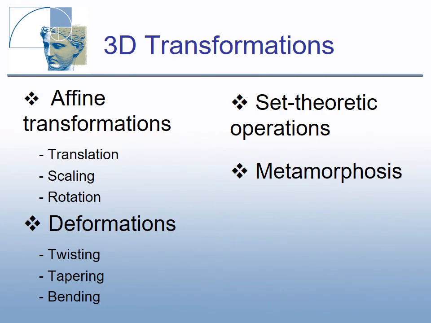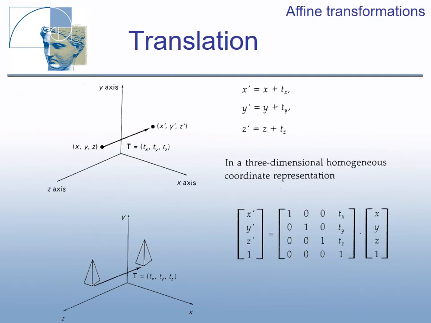Next, we will cover the following groups of 3D transformations: affine transformations, deformations, set-theoretic operations, and metamorphoses. Then, using homogeneous coordinates for 3D points, each point is represented by a vector with 4 elements x, y, z, and 1, and each transformation by a 4x4 matrix. In the picture below, a matrix for translation is shown. It's similar to a 3D translation matrix.